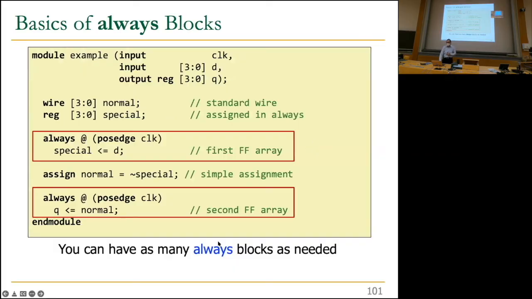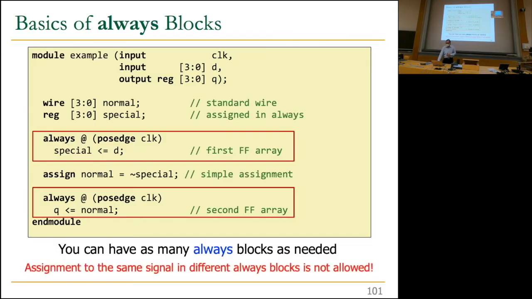So you can have as many always blocks as needed. For example, this now shows you the concurrency of the hardware. You can see always at positive edge of clock, special gets the D value. Always at, you could also do negative edge clock here, it doesn't matter, Q gets normal. And then here, normal gets assigned to special bar over here. This is a simple assignment. And all of these operate concurrently, actually. And we will see that concurrency when you actually do this.